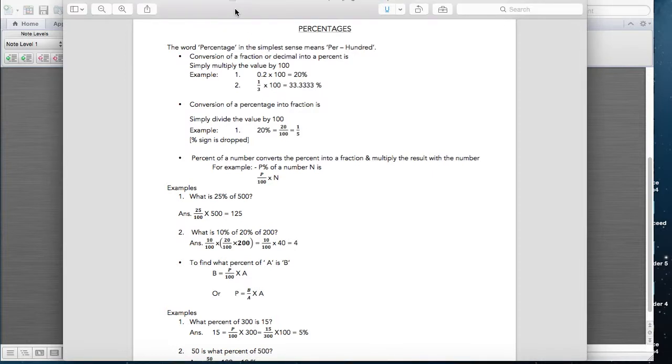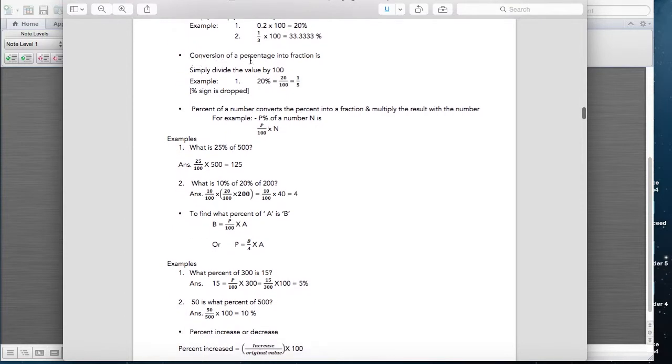So now we'll again revise the basics. The word percentage in the simplest sense means per 100 or upon 100. To convert a fraction or decimal into percentage, multiply it by 100. So 0.2 into 100 is 20%. 1 by 3 into 100 is 33.33%. If you want to convert a percent into a fraction, we'll divide it by 100. So 20% is equal to 20 upon 100, which is equal to 1 upon 5, and we drop the percent sign.